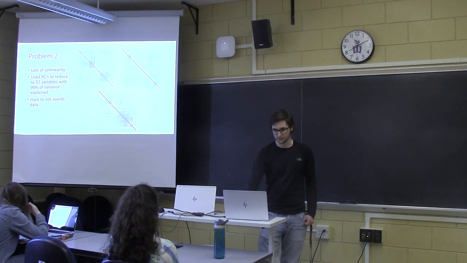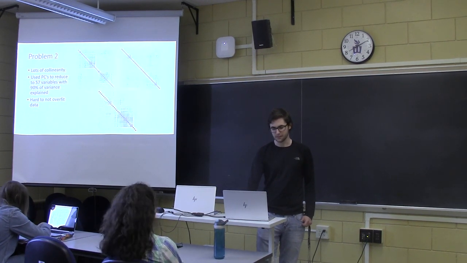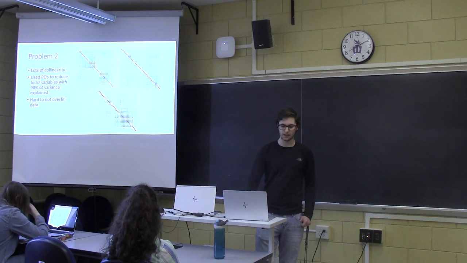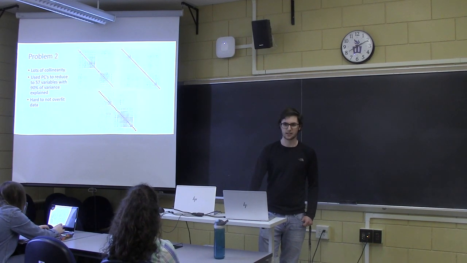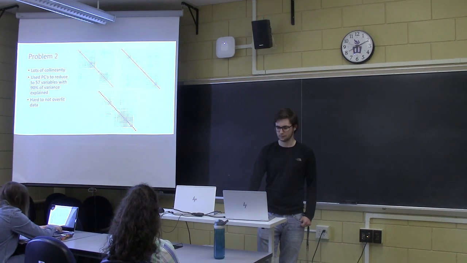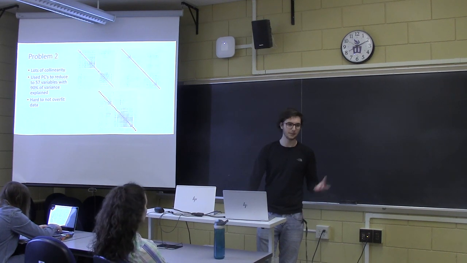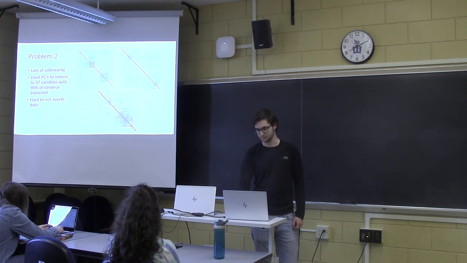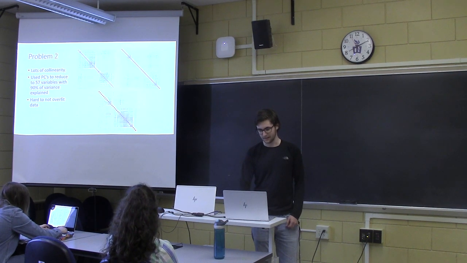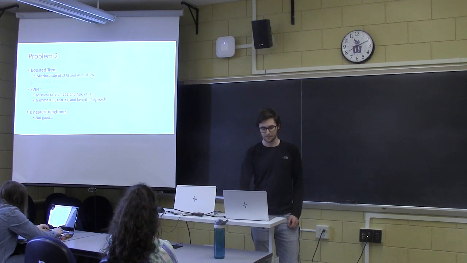For problem 2, there's lots of collinearity, so I used PCs. I used, I think, 57, and it explained 90% of the variance. And it was really hard not to overfit because there were only like 167 training cases. Not very many. So that's something I had to keep in mind.